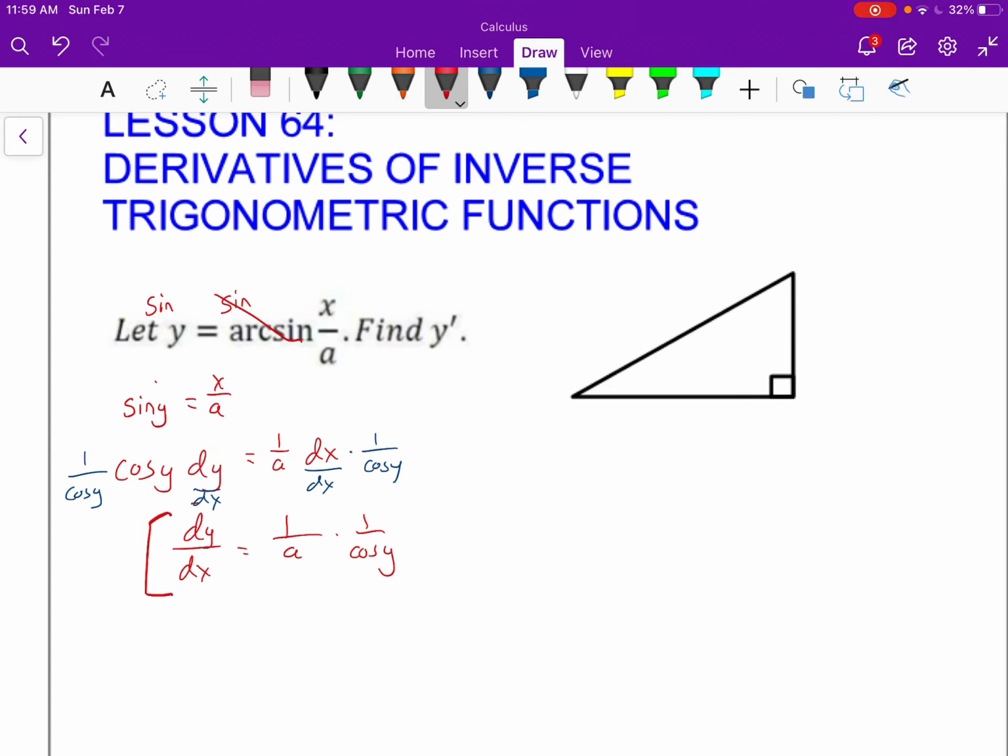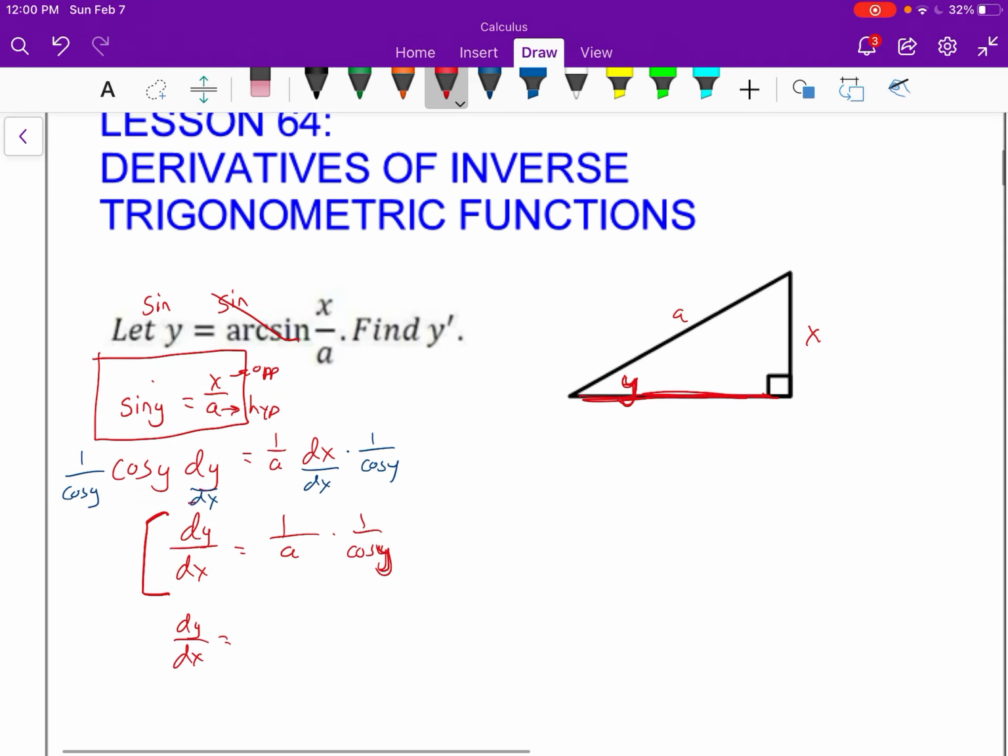And so what we're going to do is take this idea right here, that the sine of y is x over a. That means there's an angle, so we'll name this angle in our triangle here y, whose opposite side is x, and the hypotenuse is a. Well, now that we have this angle y, maybe we can find the cosine of y and plug that in. Well, cosine is adjacent over hypotenuse. Well, we don't have the adjacent side, but we can find it using the Pythagorean theorem.